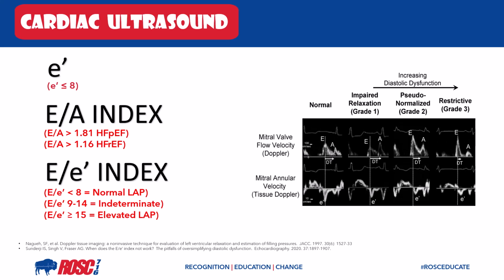The index that I'm most familiar with is the E and E prime index. Loosely, if your E/E prime index is less than 8, you have a normal left atrial pressure. If your index is greater than 15, you have an elevated left atrial pressure. The problem is if you have an index between 9 and 14, that's in your gray zone and it's indeterminate.